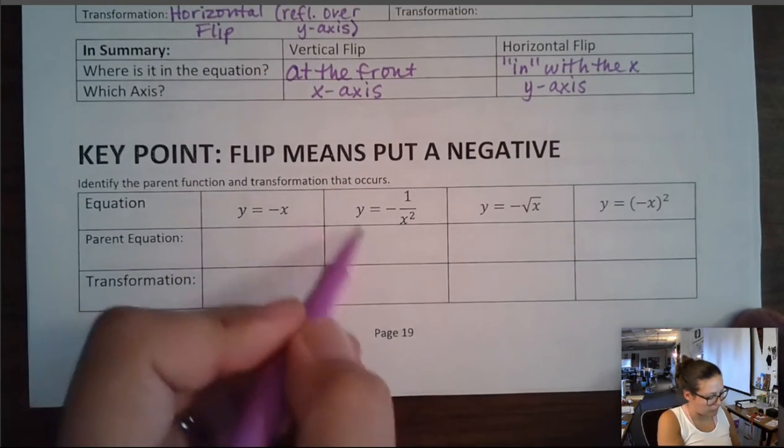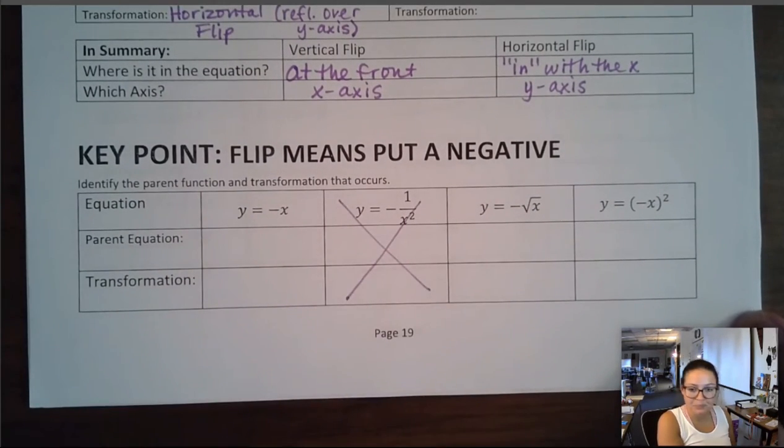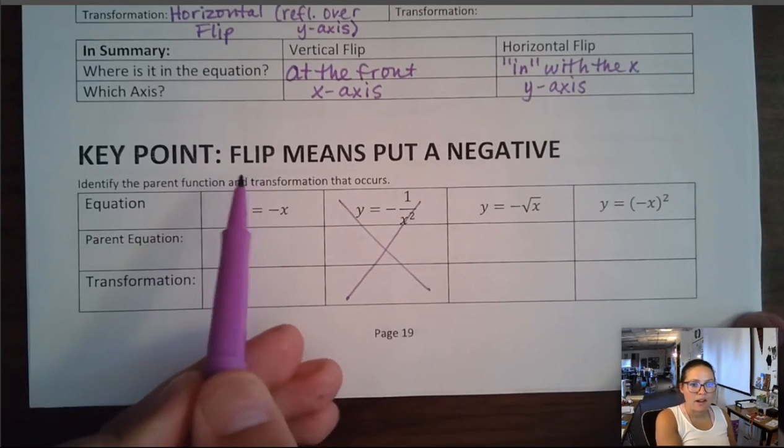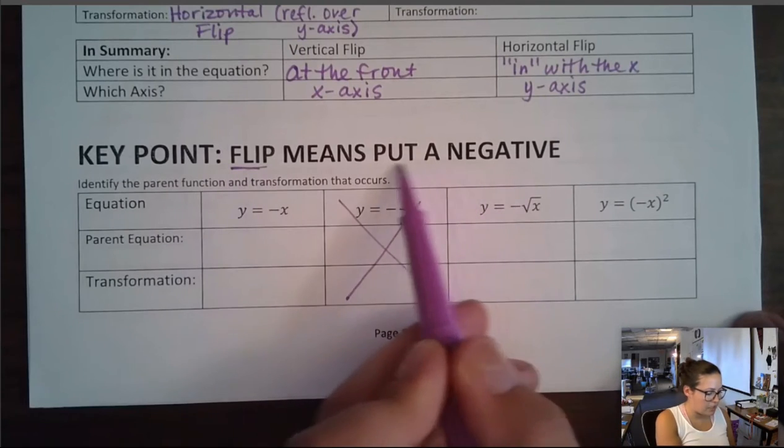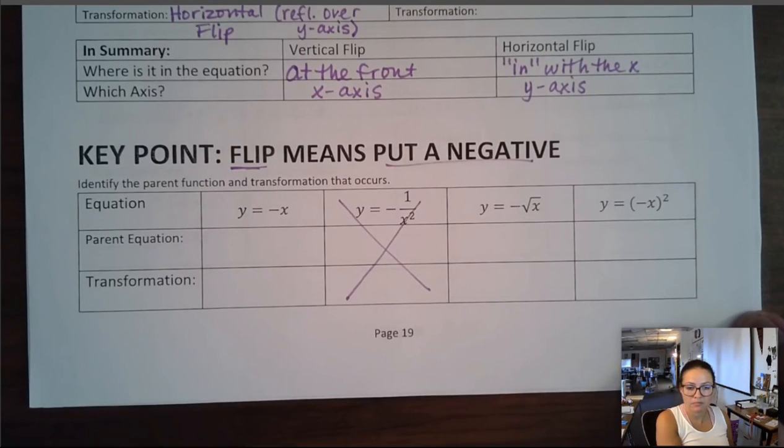Okay, you can cross this one off for me. We're not going to do that one. But the key point here is that if we flip, that means we have a negative somewhere in there. Okay?